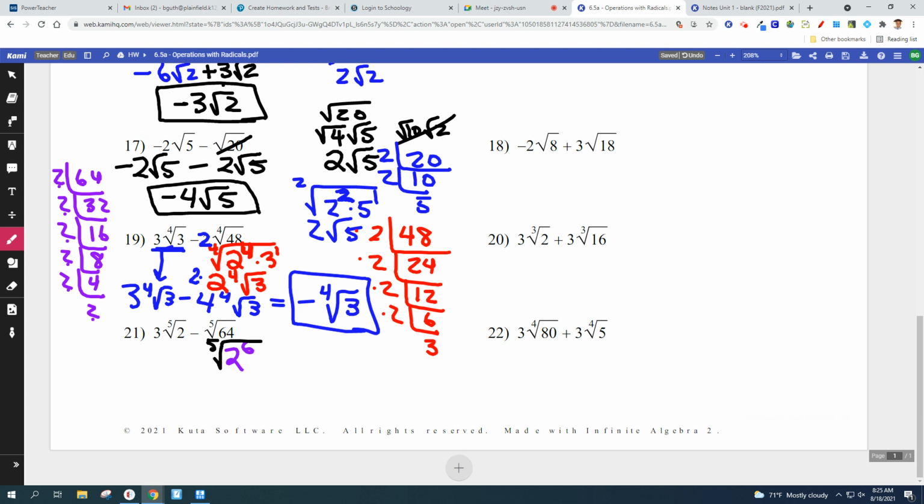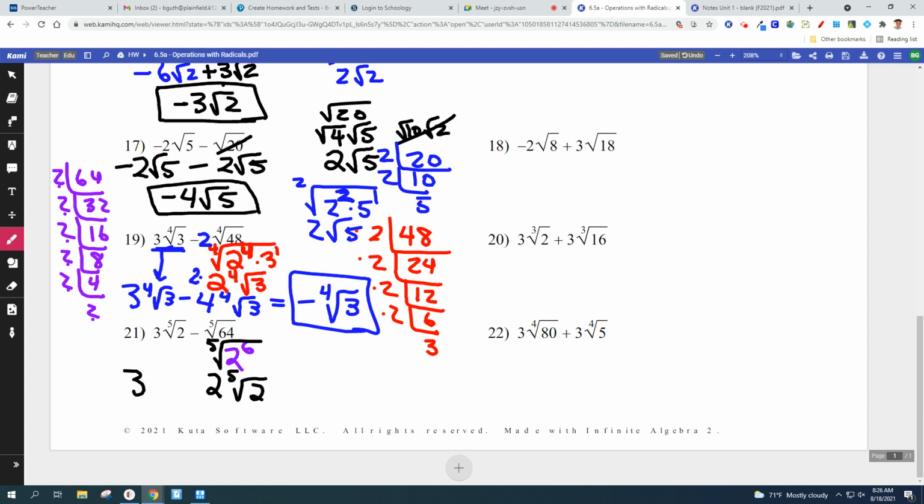To me, that's way easier than looking at 64, because I could treat that just like I treated the variables in the last couple of lessons. My 5th root goes into that 6 one time with 1 left over. You're going to live like that. The 5th root of 64 is 2 times the 5th root of 2.